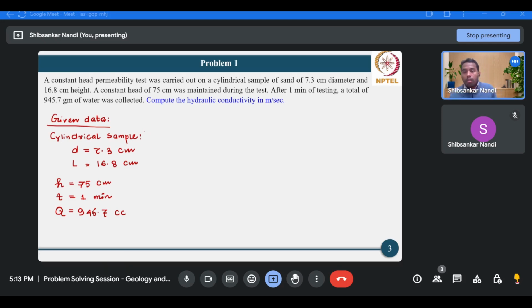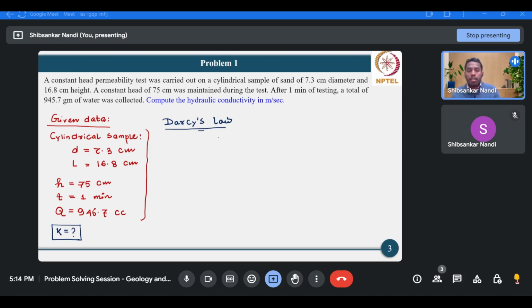Now what we will have to do is calculate the coefficient of permeability, that is nothing but K. So this is the question asked in this problem. Now how can we calculate? We'll go back to Darcy's law, as I mentioned at the very beginning of this session. It's a very useful law specifically for flow through soil or porous media like soil.